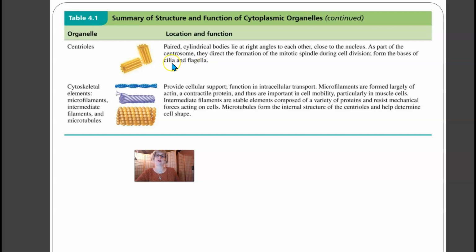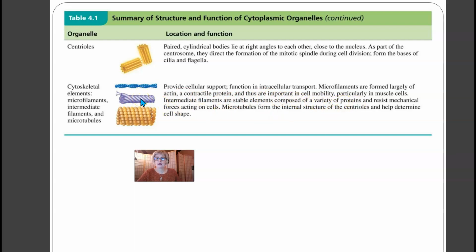Okay, cytoskeletal elements is the last structure that I would probably want to describe. There are 3 different types. Microfilaments are made of very large molecular structures that contain actin, which is a contractile protein, which we will discuss when we do muscle contraction, and is therefore a very important molecular structure in providing cell mobility, particularly in the muscle cells. The intermediate filaments are stable elements composed of proteins and resist mechanical forces that are acting on the cell.